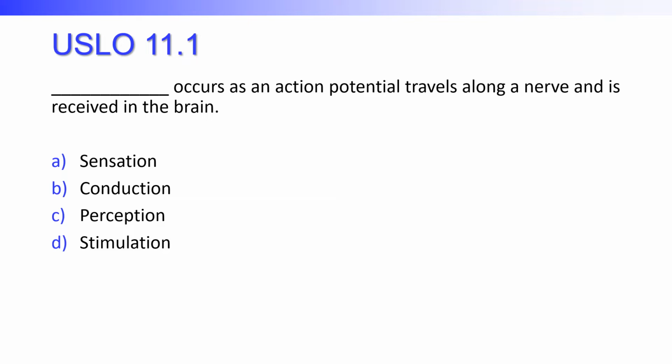This occurs as an action potential travels along a nerve and is received in the brain. Is it sensation? Is it conduction? Is it perception or stimulation? And hopefully you said it was conduction. So the act of that action potential traveling, that's conduction.